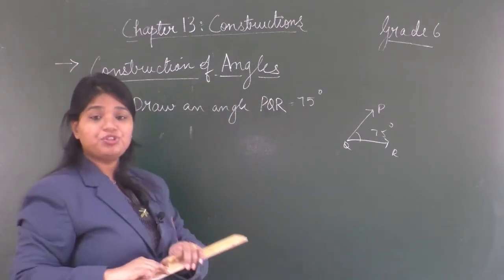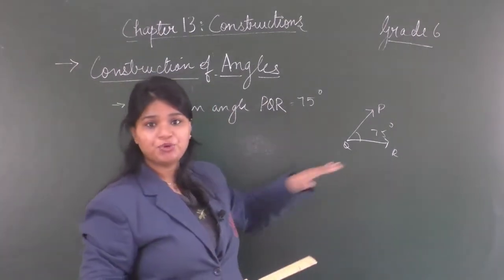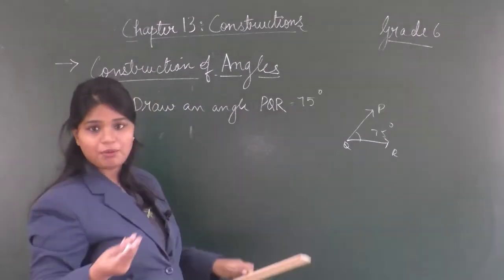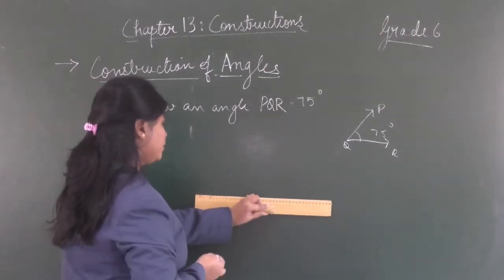First what you need to do, you need to draw the arm QR, right? So you will draw arm QR with the help of a ruler.